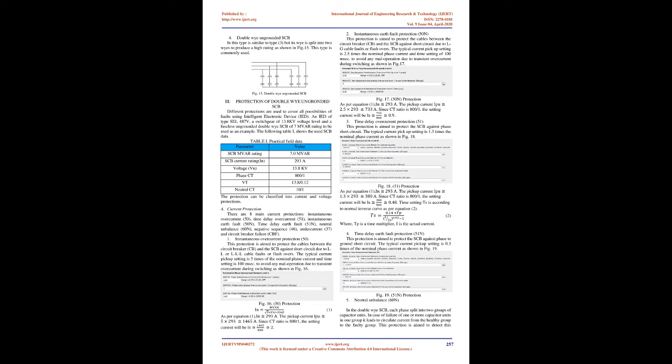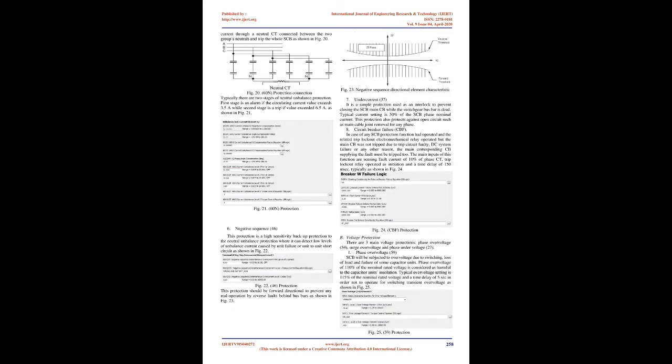Neutral unbalance, 60N. In the double Wye SCB, each phase is split into two groups of capacitor units. In case of failure of one or more capacitor units in one group, it leads to circulating current from the healthy group to the faulty group. This protection is aimed to detect this current through a neutral CT connected between the two groups' neutrals and trip the whole SCB, as shown in Fig. 20.